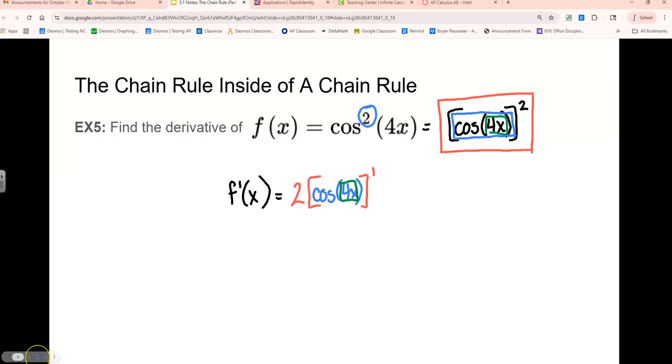We're taking the derivative of cosine. What's the derivative of cosine? Negative sine. Important to put some parentheses here so it doesn't look like you're subtracting sine. So it's negative sine of the stuff, right? But we don't change the stuff that's on the inside. It's 4x. And then finally, we got to multiply by the derivative of the 4x, that stuff on the most inside, and that would just be 4.